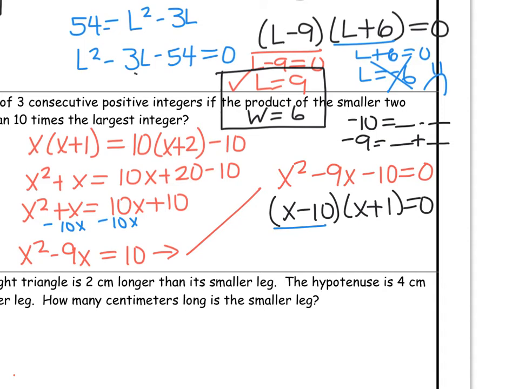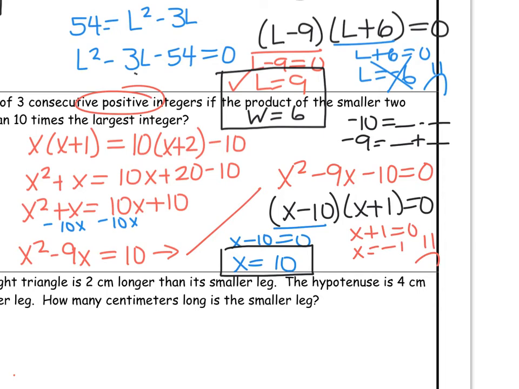So if we use the zero product property and x minus 10 equals 0, then x equals 10. If we do the same for x plus 1 equals 0, then x equals negative 1. It says positive integers, so we are not going to use this one. So the smallest of the positive integers is 10, the next number will be 11, and the next number would be 12.